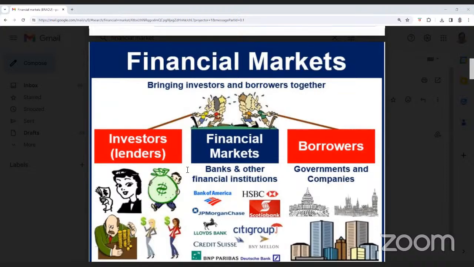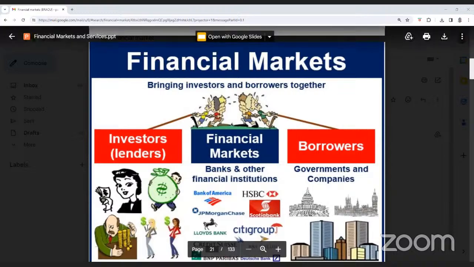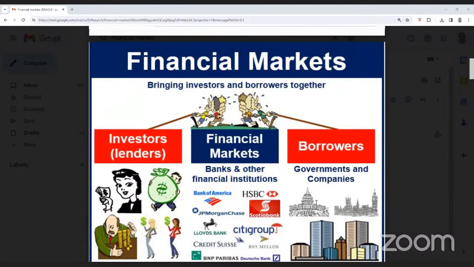One is the investor, the other one is the borrower. Between these two people, we have the financial markets. That is HSBC, Bank of America, Citigroup, and so on. These all are banks. Here, these are the people who are investing. These are the government and companies. They are taking the loan from the financial markets.